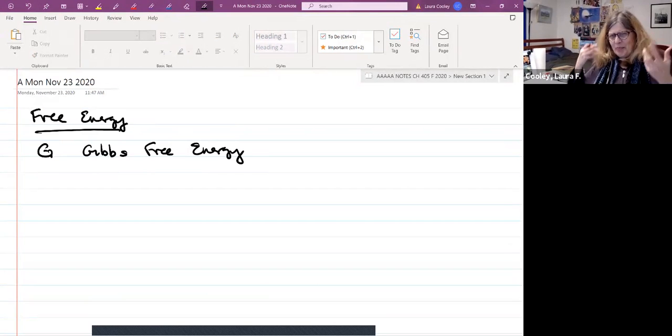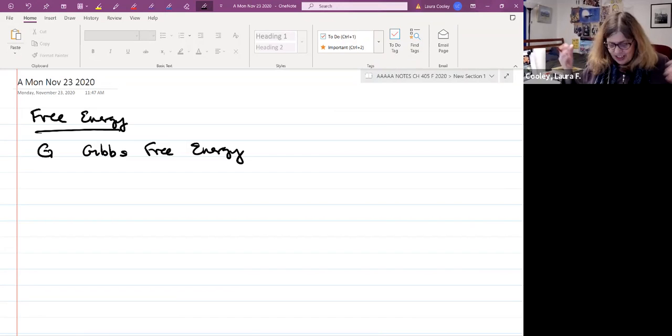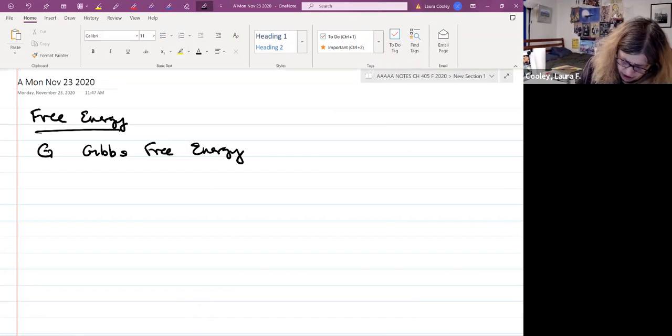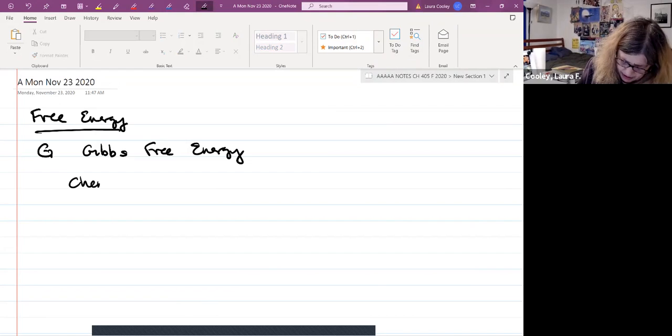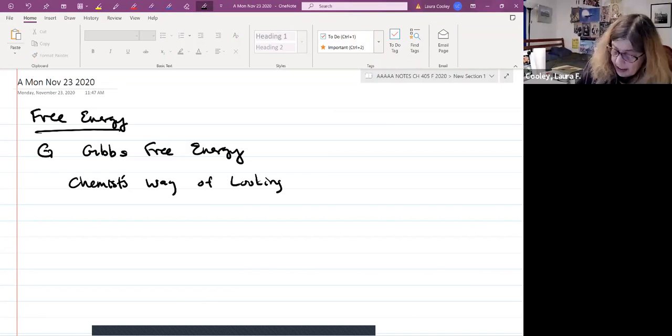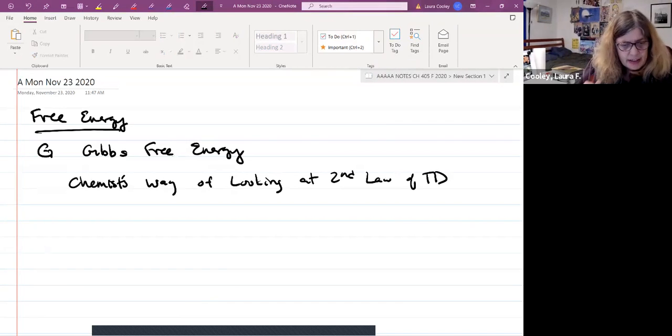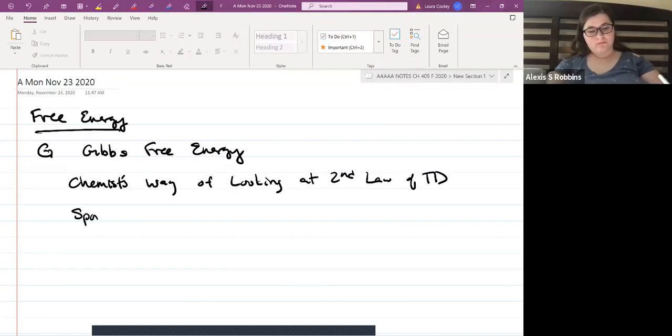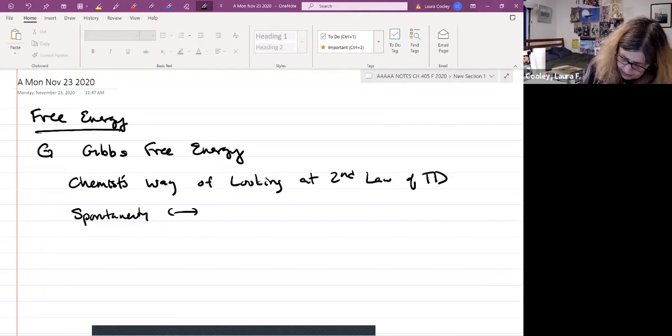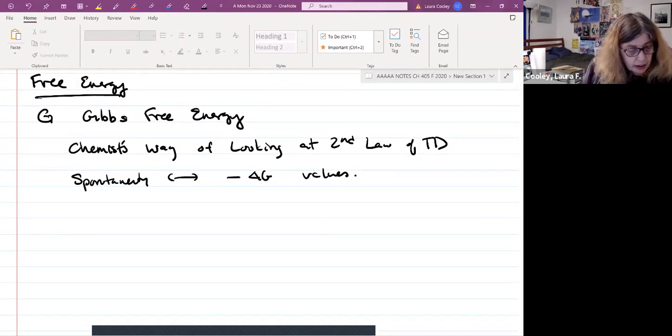I'm sure you've been brewing all these Gibbs free energy questions in the back of your mind, like why is it called free energy? Anyway, Gibbs free energy, I guess I would say, is the chemist's way of looking at the second law. And we associate spontaneity with negative delta G values, whatever that means. Okay. And we're also going to talk about extra work.